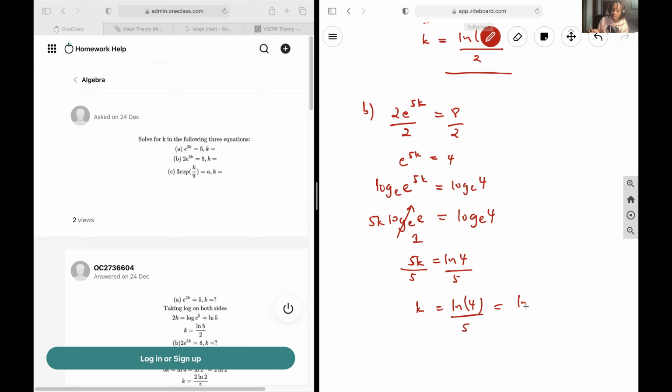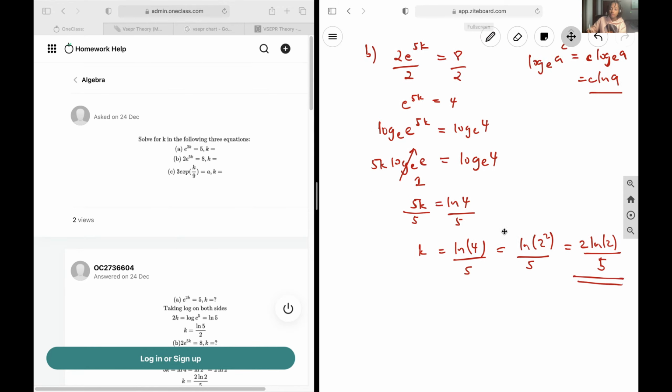We can rewrite this as ln 2 squared over 5. And this will give us 2 ln 2 over 5. And so this I simply got from the rule log e to the power of c is equal to c log e a. And we know that log e a is just going to be ln a. And that's it for this one.